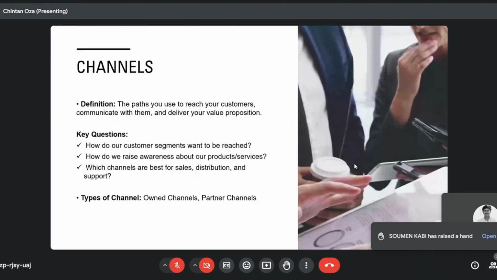How can you raise awareness about your product and services? How can you build a recall value? Which are the channels which are best for sales, distribution, and support? Many a times, the channel does not operate in minimum quantity or a preferred location or a preferred mode of delivery, and thus we need to identify them.